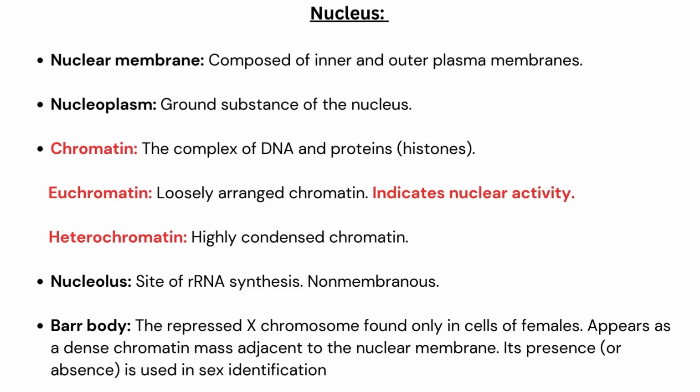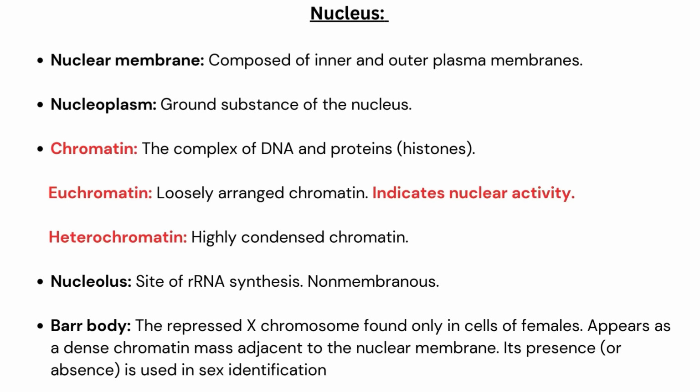Nucleus has chromatin, which is nothing but a complex of DNA and protein, basically histone protein. Now, whenever this chromatin is loosely arranged, it indicates that there is nuclear activity going on. Remember, euchromatin indicates nuclear activity. These are loosely arranged chromatin. However, when there is highly condensed chromatin, then it is heterochromatin, and that indicates that there is no nuclear activity going on. Remember, H is for highly condensed, H is for heterochromatin.